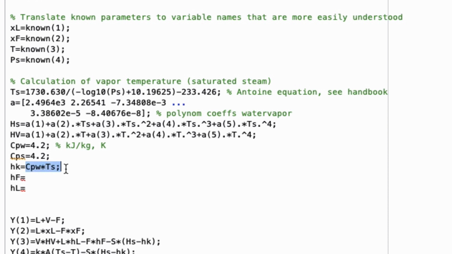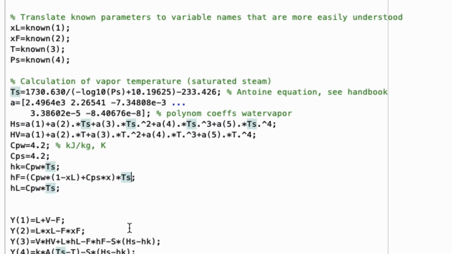For the feed and the liquid coming out, it's slightly more complicated, right? Because this is not only water, it's water and something else. So the CP value for water should only be multiplied with the water part. So that's 1 minus XL. And the other part should be multiplied with the other CP value for solids. Something like that.